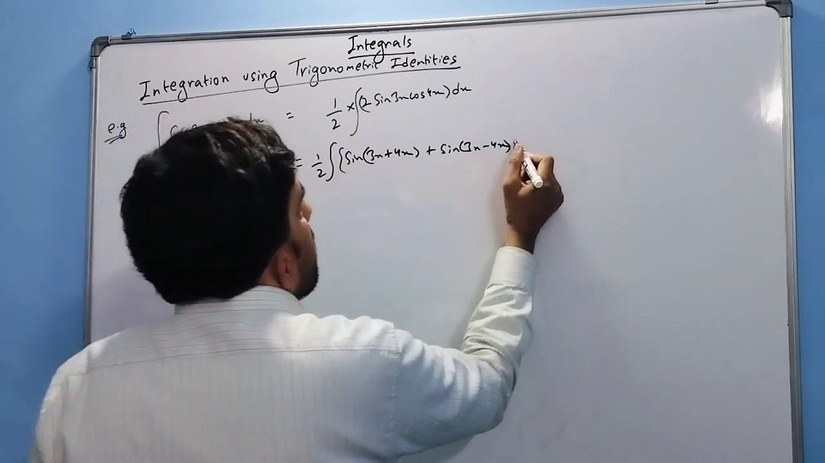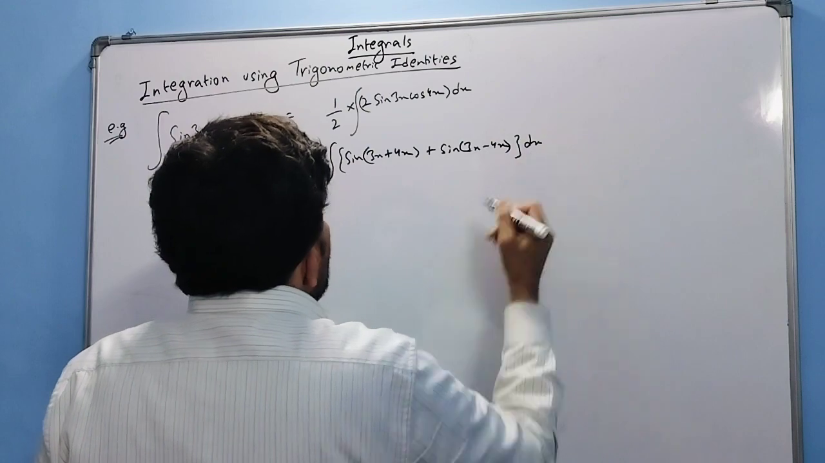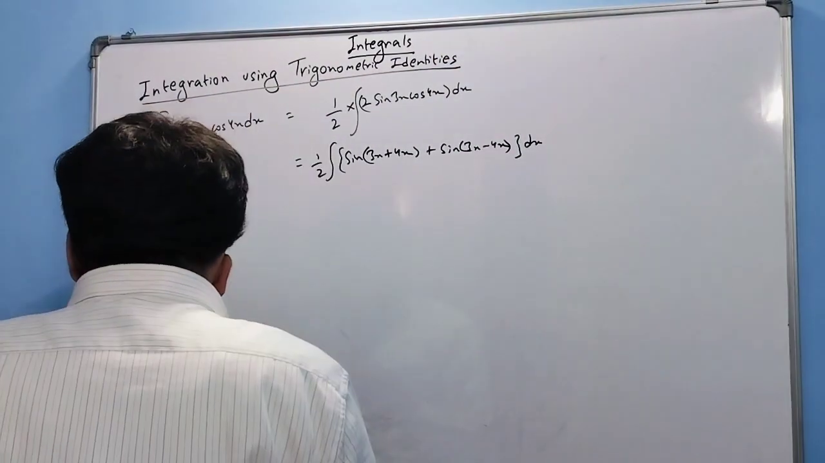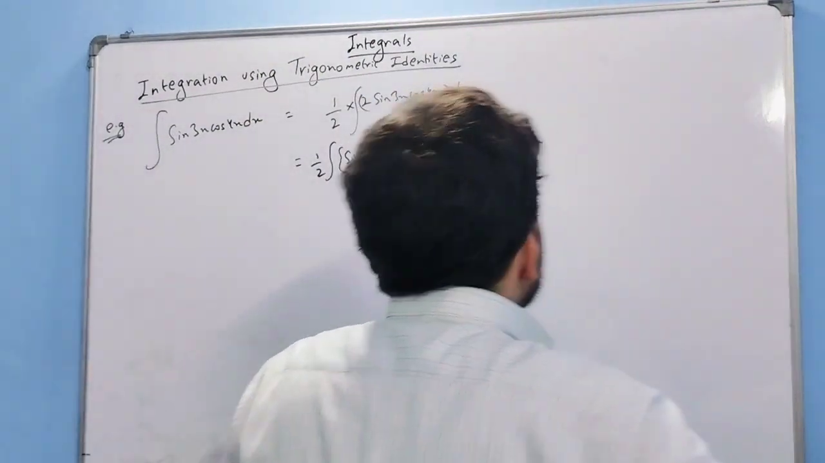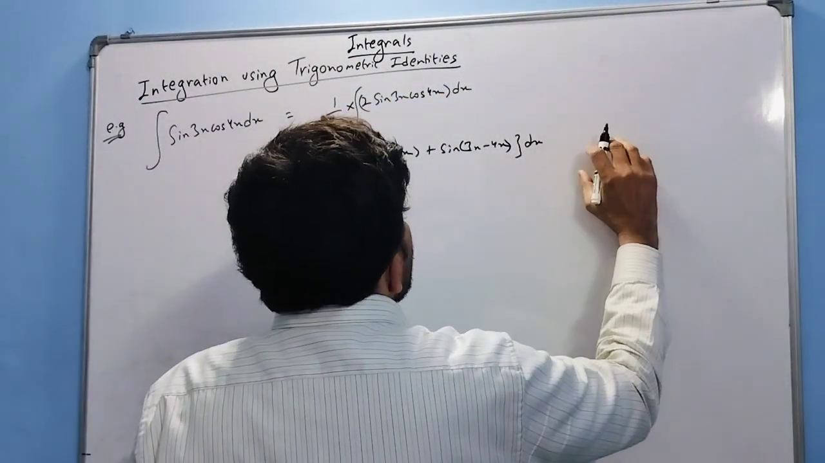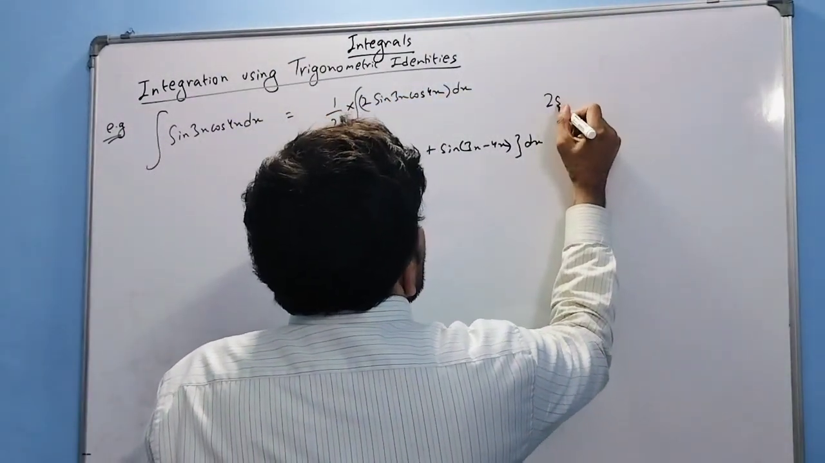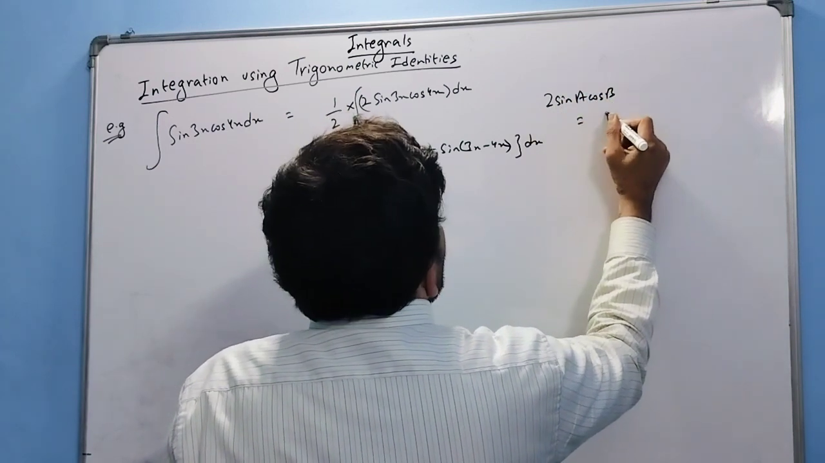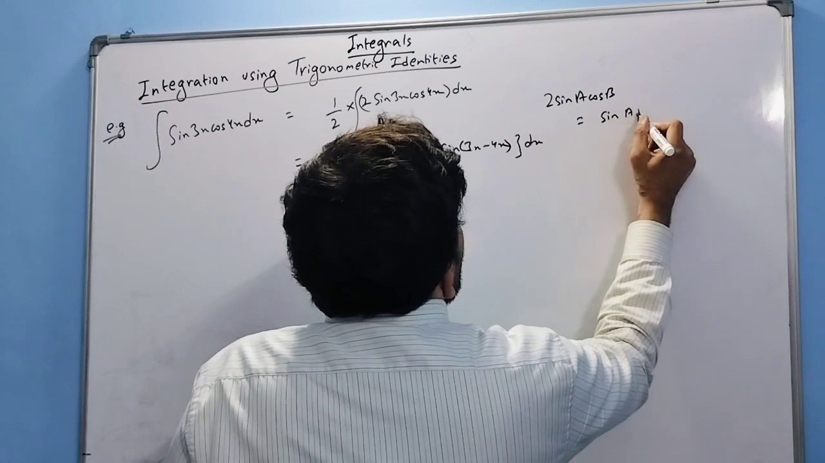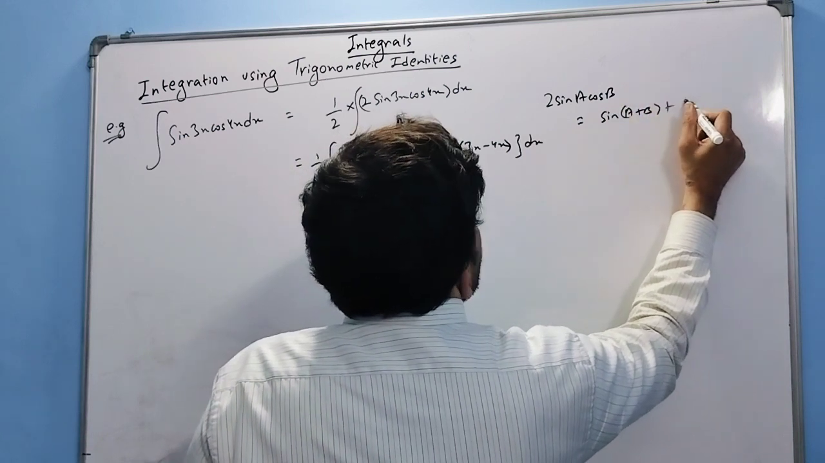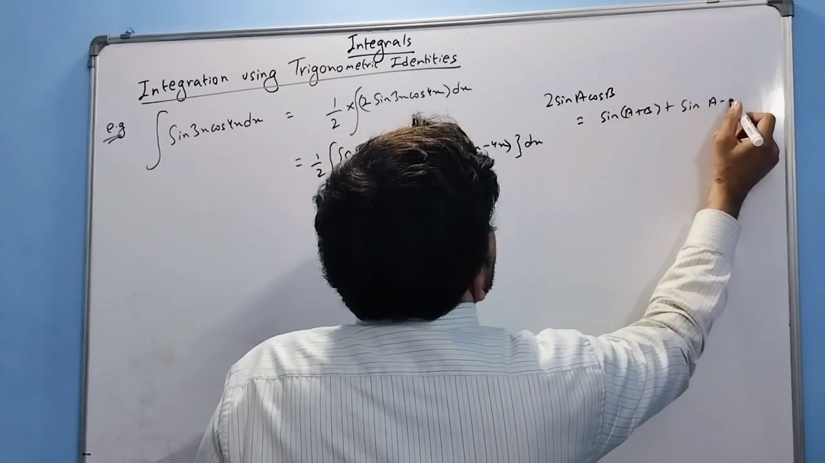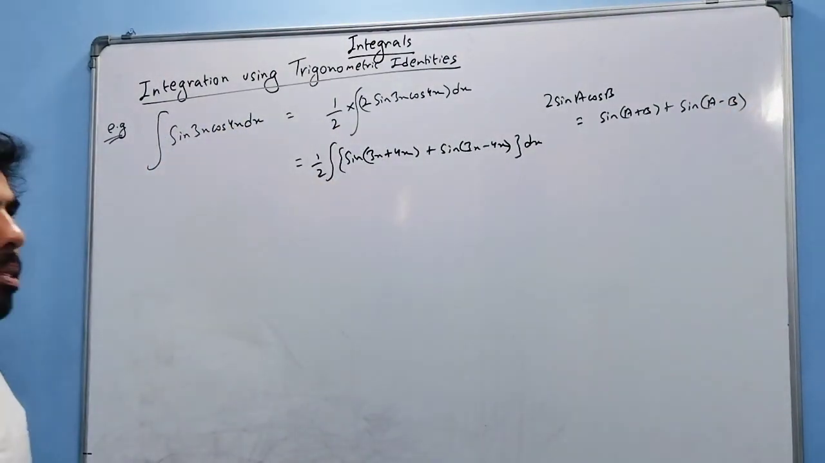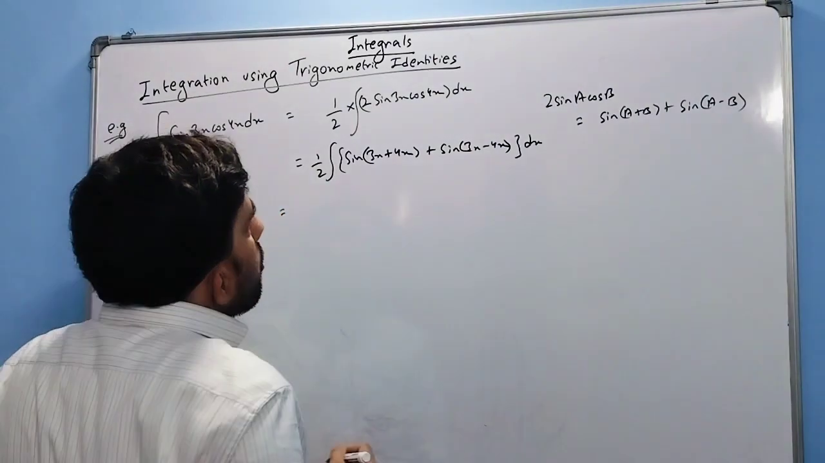So we'll apply the identity here, that is 2 sin A cos B, that is sin A plus B plus sin A minus B. So here we will write the identity for 2 sin A cos B is equal to sin A plus B plus sin A minus B. Okay, this is the identity. Now I am using it. So now what we can do?